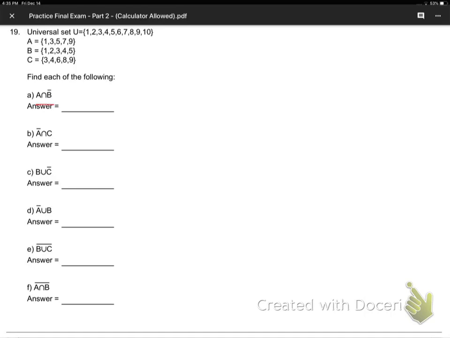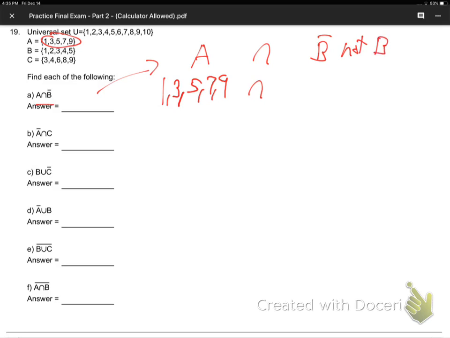They want me to find A intersect B bar. Okay, so set A is right here. It's the odd numbers. 1, 3, 5, 7, 9. Now B bar, this means not B, or outside of B. So what is outside of B? B is 1, 2, 3, 4, 5. The universe on this problem, like everything that's possible, is 1 through 10.